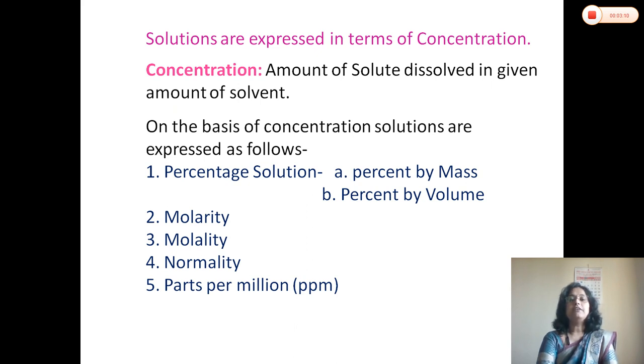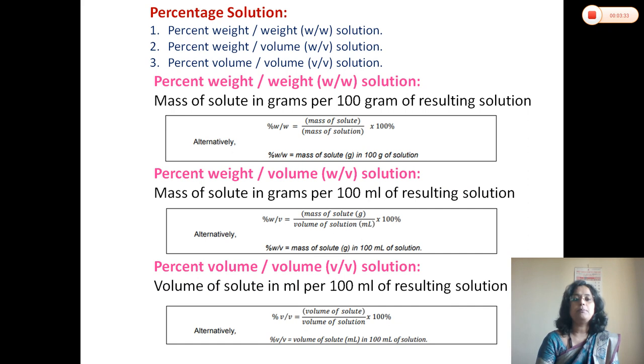These are the different ways by means of which we can express concentration, because the amount of solute dissolved in a solvent is variable. That's why the concentration of a solution is also variable, and it is expressed by means of percent solution, molarity, molality, normality and parts per million, which is also called ppm. So let's first discuss what is the percent solution.